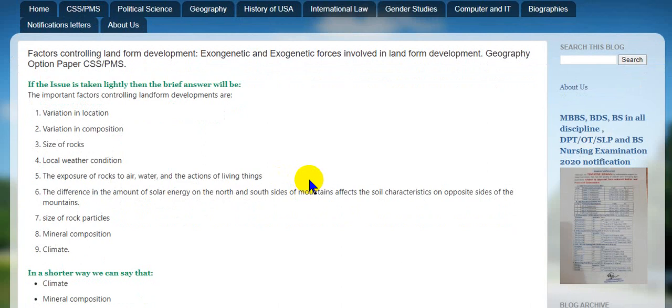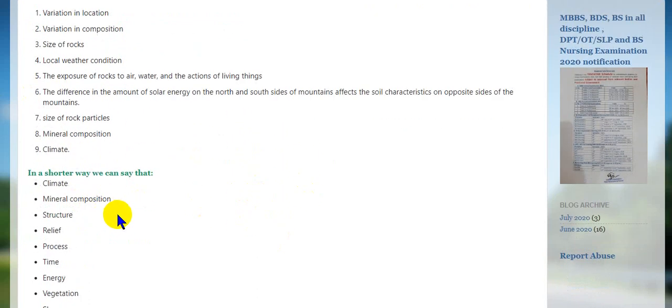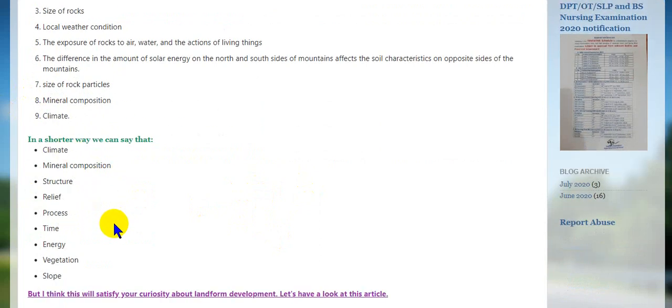The difference in the amount of solar energy on the north and south side of mountains affects the soil characteristics on opposite sides of the mountains. Size of the rocks, particles, mineral composition, and climate: these factors control landform development. In a shorter way, we can say climate, mineral composition, structure, relief, process, time, energy, vegetation, and slope are the responsible factors in landform development.